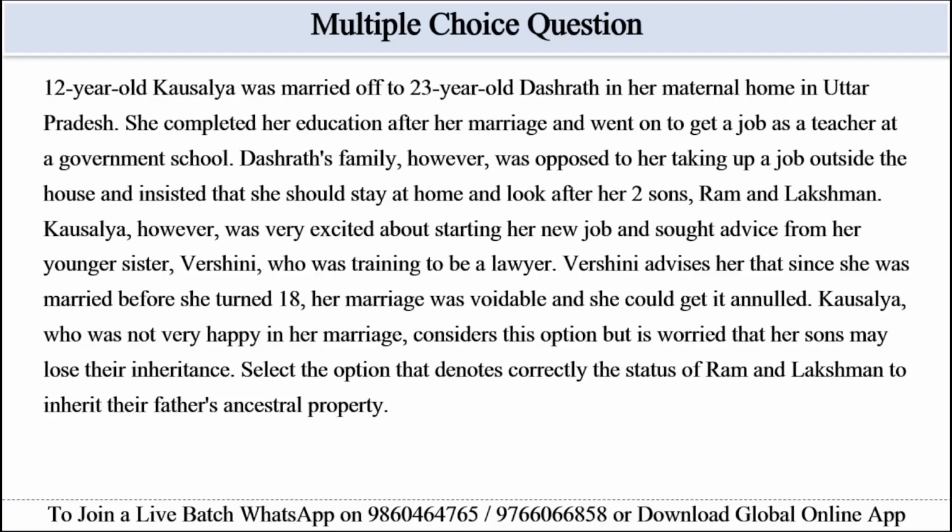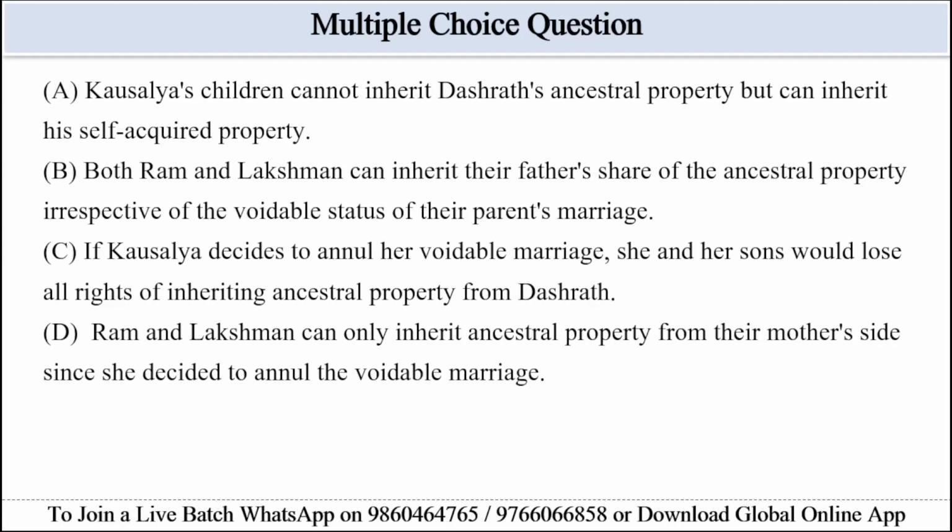Kausalya, however, was excited about starting her new job and sought advice from her younger sister, Varshini, who was training to be a lawyer. Varshini advised her that since she was married before she turned 18, her marriage was voidable and she could get it annulled. Kausalya, who was not very happy in her marriage, considers this option but is worried that her sons may lose their inheritance. Select the option that denotes correctly the status of Ram and Lakshman to inherit their father's ancestral property. So the question is whether children born of a voidable marriage retain inheritance right if the marriage is annulled.